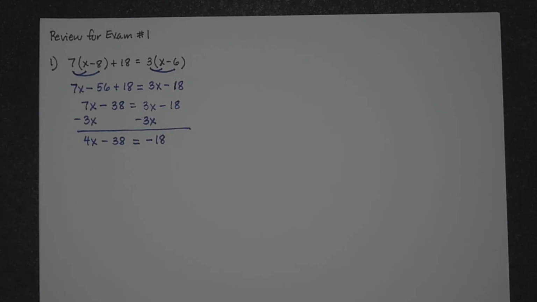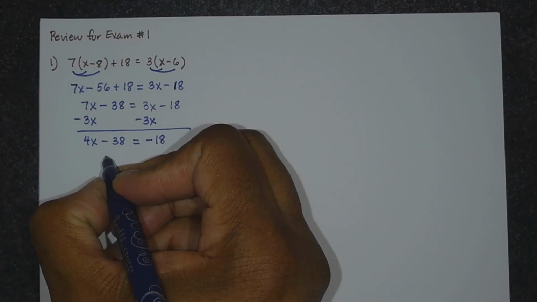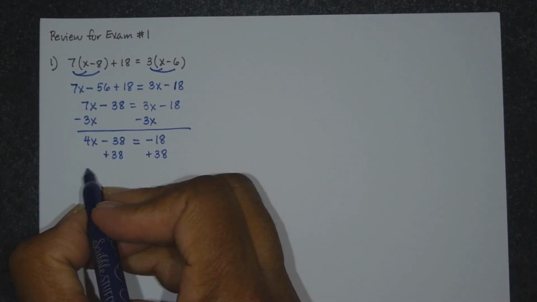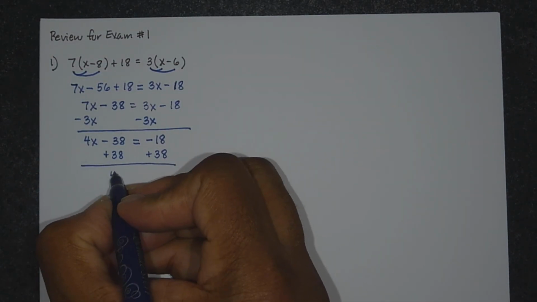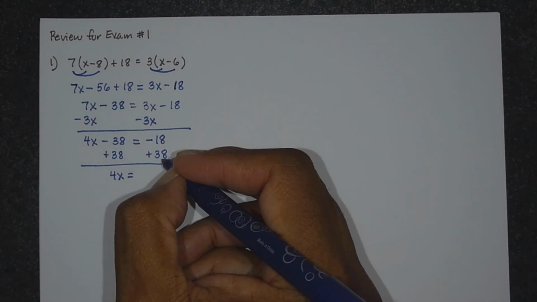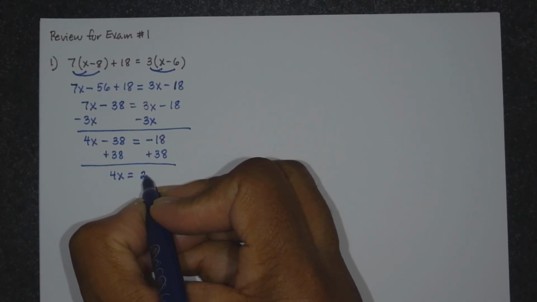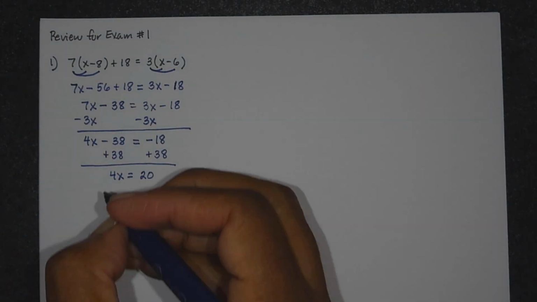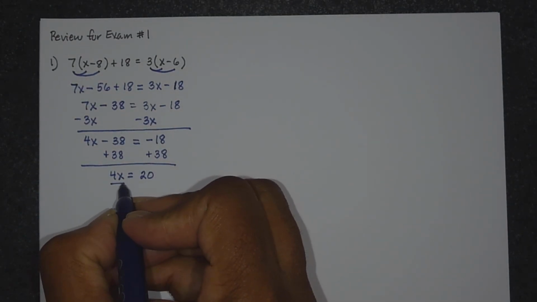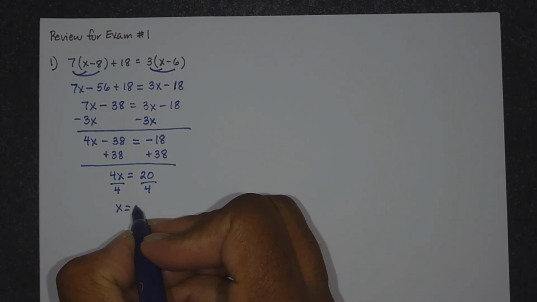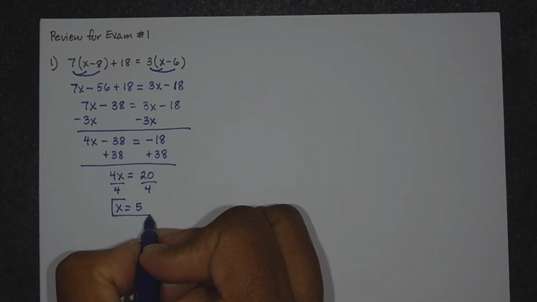And what do I need to do here to get 4x by itself? Anyone? Add 38. So now we've got 4x is equal to, what's negative 18 plus 38? So I got 4x is equal to 20, and what do I need to do to solve for x? Divide both sides of the equation by 4, so x is equal to 5.